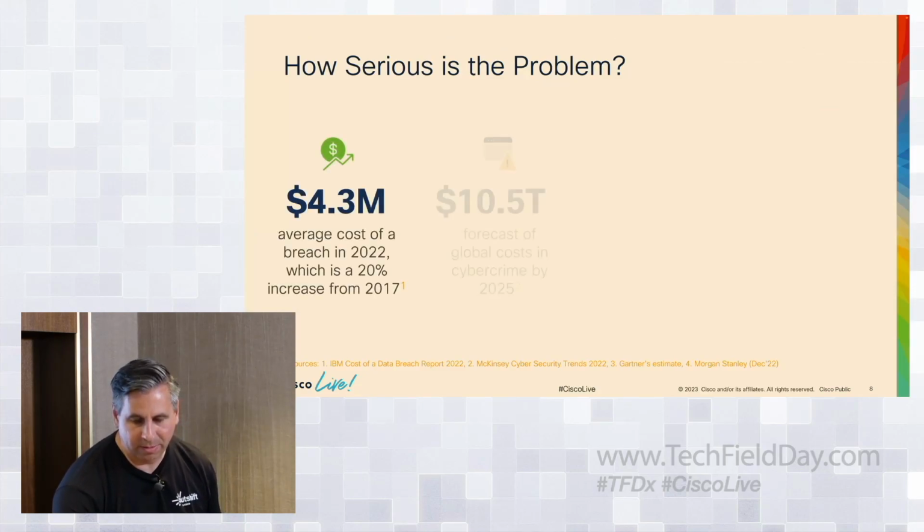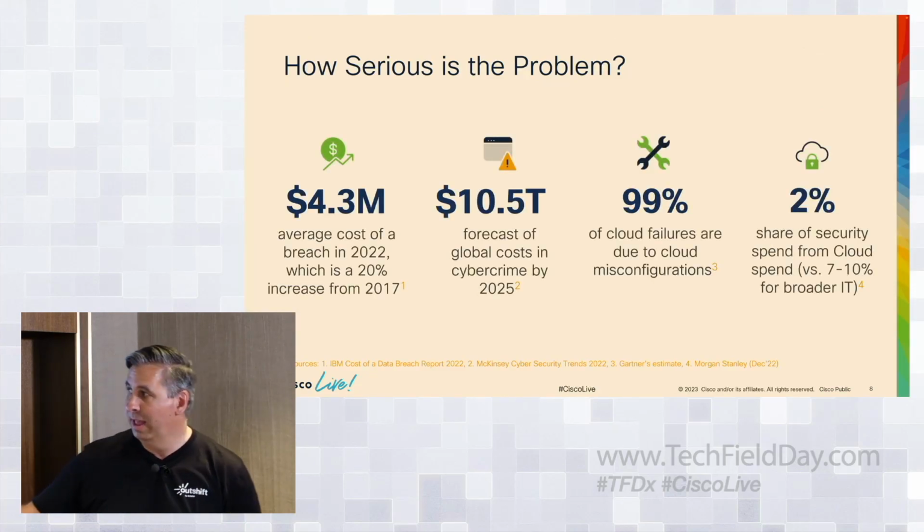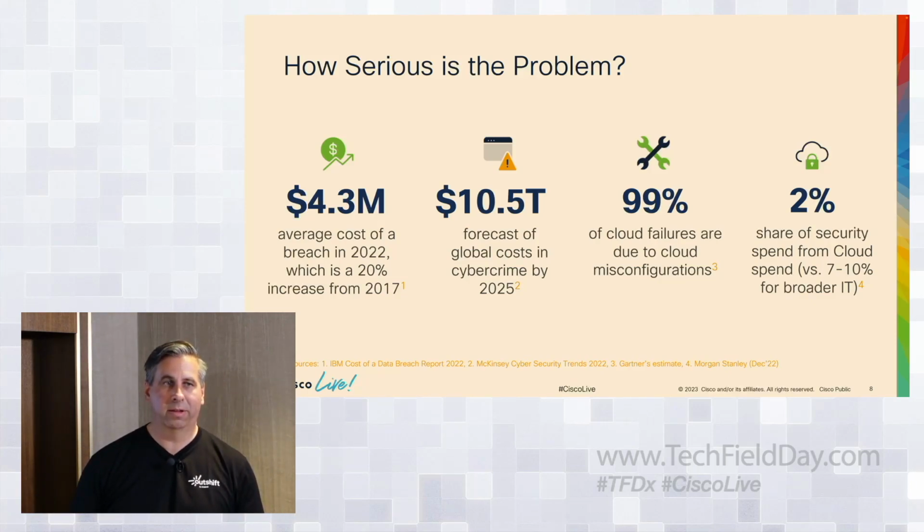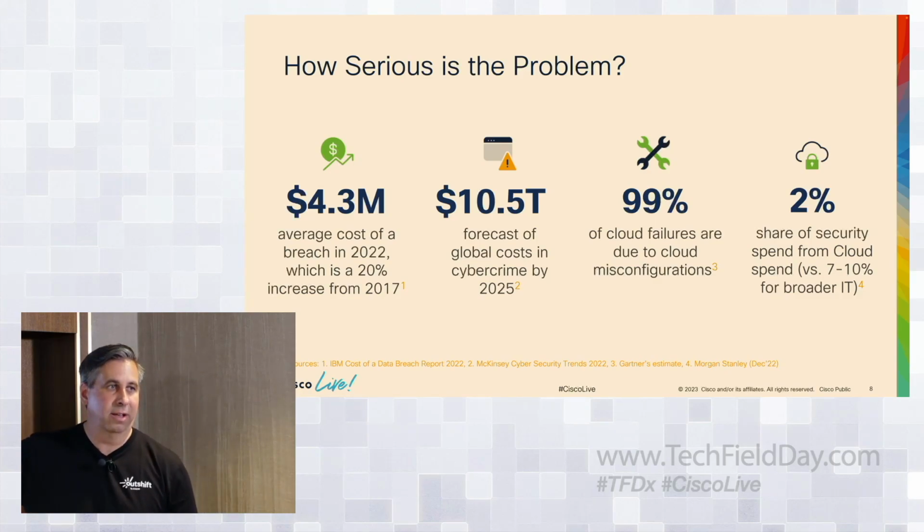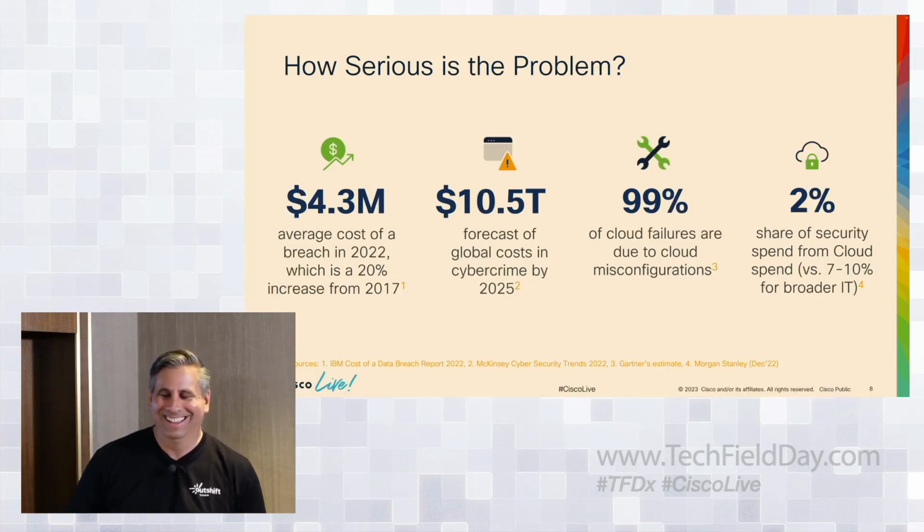How serious is the problem? Well, if we see that the average cost of an attack according to IBM is over $4 million, collectively $10 trillion to the industry, 99% of failures are attributed to cloud misconfigurations.